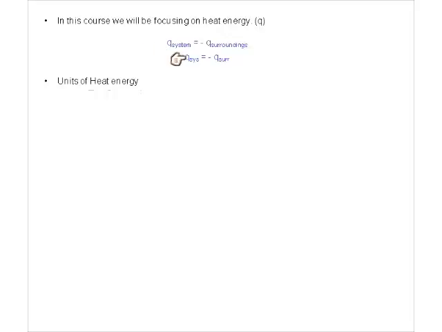So in this case we say Q, heat of the system, is equal to minus Q of the surrounding. So any heat gained by the system is going to be equal to the heat lost by the surroundings, because of course no extra energy is coming into this universe and no energy is being lost to the universe. All the energy is getting transferred from the system to the surroundings, or vice versa.